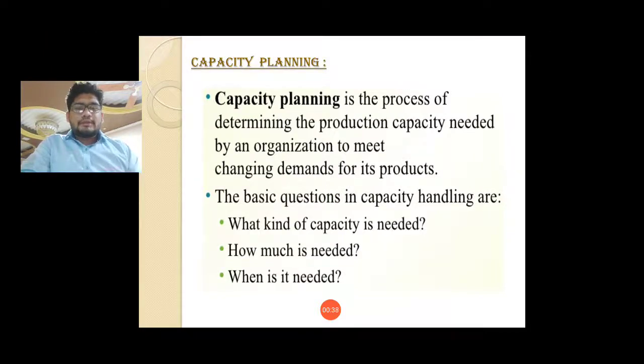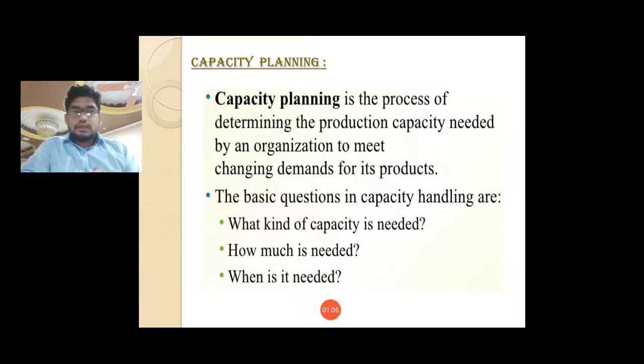Now, what is capacity planning? Capacity planning is a process of determining the production capacity needed by an organization to meet changing demands for its product. The basic question in capacity handling is what kind of capacity is needed exactly. Here we can consider the number or volume of the products which are needed. Fine, how much is needed?